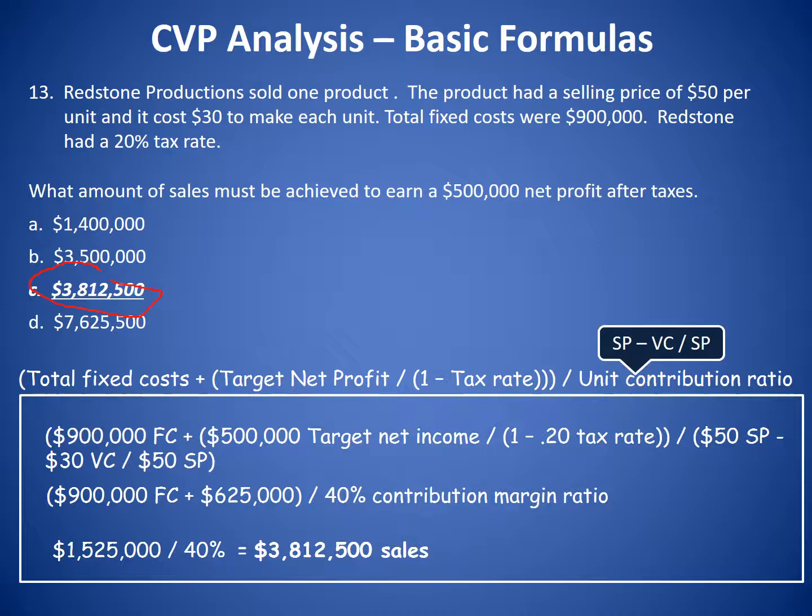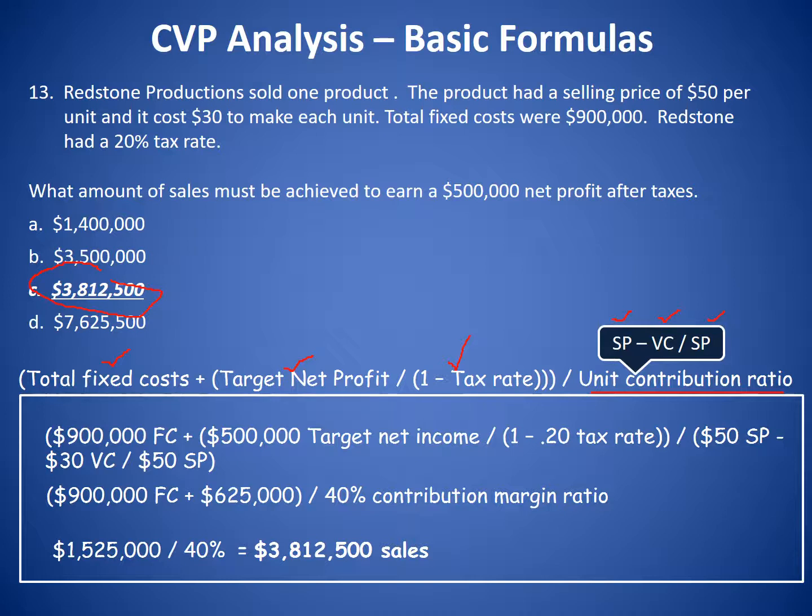And again, we take a look at our formula in this case, and it's literally going to be the same formula we used on the previous question. The difference is instead of using the unit contribution margin itself, we use the contribution margin ratio. So we take our total fixed cost plus our net profit adjusted for our tax rate and then divide it by our contribution margin ratio, which again is our selling price minus variable cost divided by the selling price.